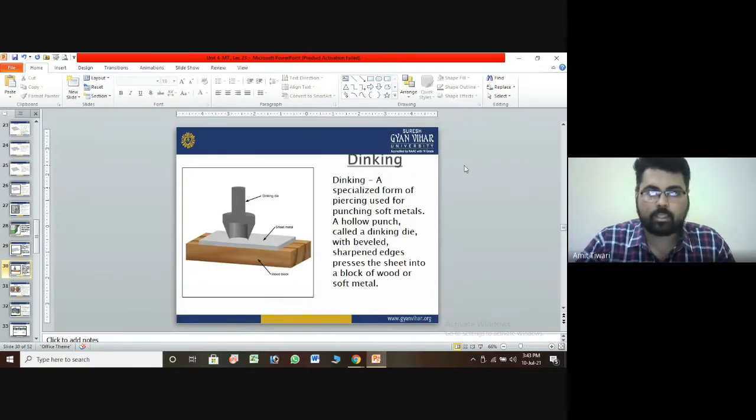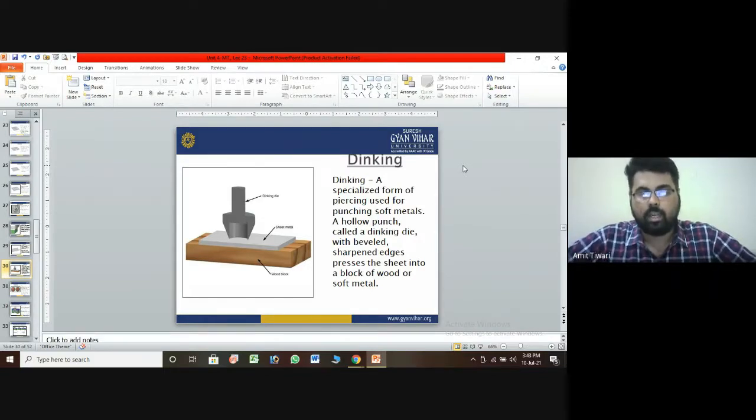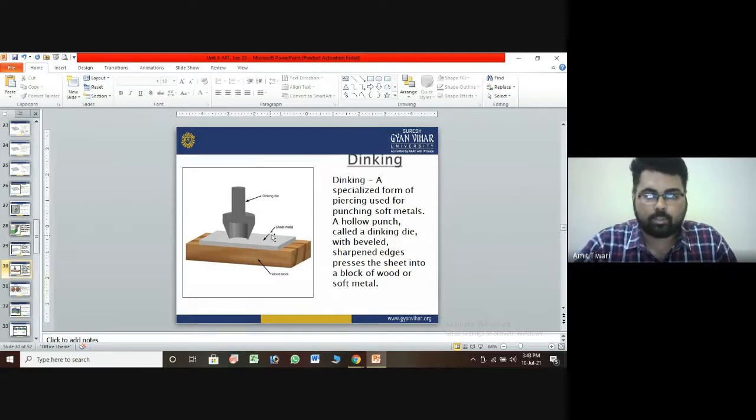Dinking means a specialized form of precision punching used for soft metal. A hollow punch called a dinking die, with beveled sharp edges, presses the sheet into a block of wood or soft metal, and this is known as punching. So these are some diagrams of what is known as dinking shapes.